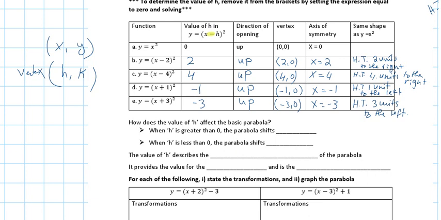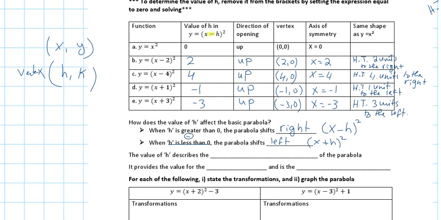So when h is greater than 0, then the parabola shifts which way? To the right. How is it going to look inside your bracket? Is it going to look negative or positive? So it looks like this. When h is less than 0, so when h is negative, the parabola shifts left. And how will it look inside your bracket? It's going to look positive. Because two negatives make a positive.